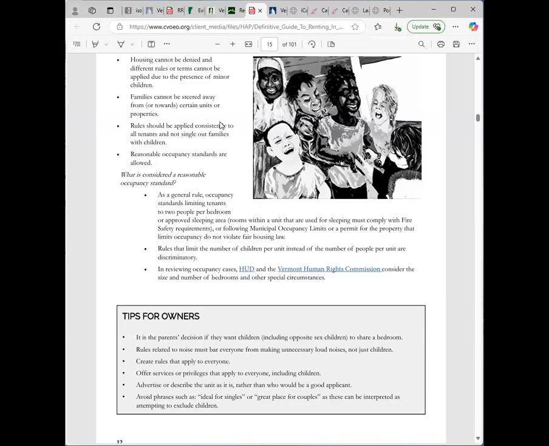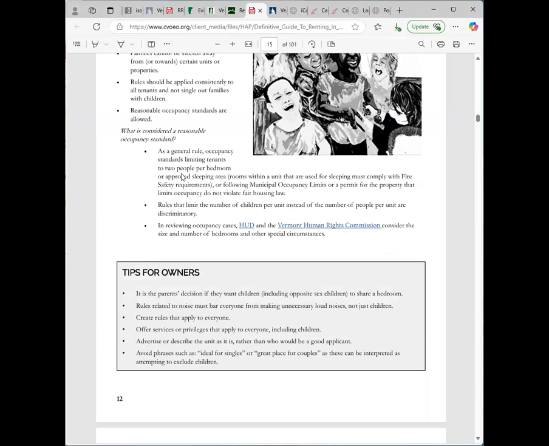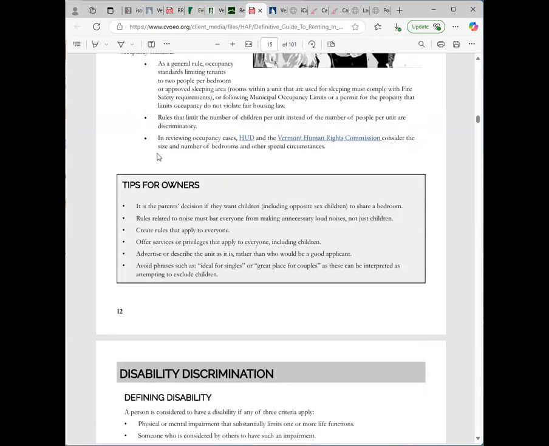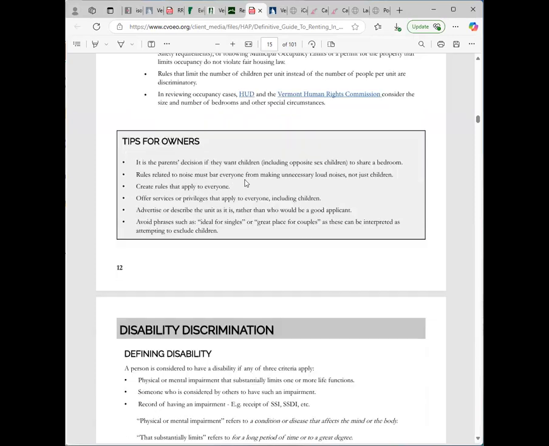And then in reviewing occupancy cases, HUD, which is Housing and Urban Development, that's a federal standard, and the Vermont Human Rights Commission consider the size and number of bedrooms and other special circumstances. So, tips for owners. I'm going to read this just because this occupancy issue has always been something that is coming up a lot on social media. So I'm going to read this one. This is on page 12.